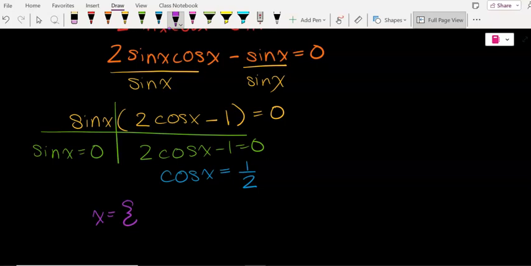So 0, where is sine equal to 0? Well, that happens at 0 and pi. And then where does cosine equal 1/2? And that's at pi over 3. So I've got pi over 3. And then it also happens again at 5 pi over 3. Okay.